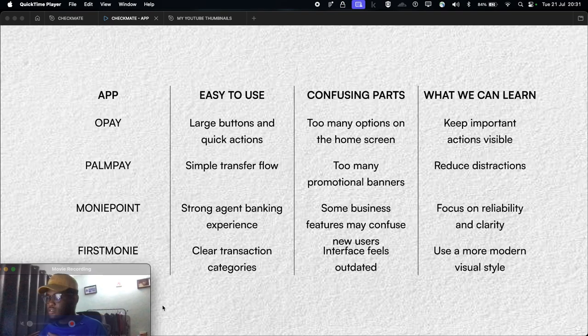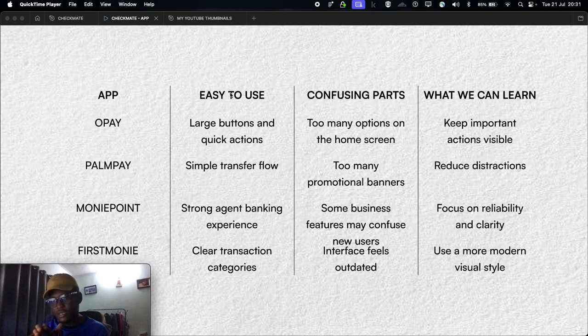Then the next thing is we now break it down into three parts. Number one, what is easy to use on each of these apps that are our competitors. Number two, what is the confusing part? So what is confusing? What is not so good? What is not so great, right? On these products that are our competitors, what is not so good, and what can we learn, right?